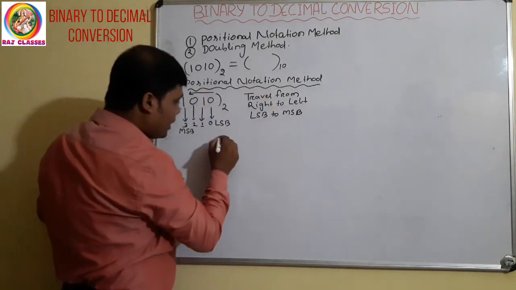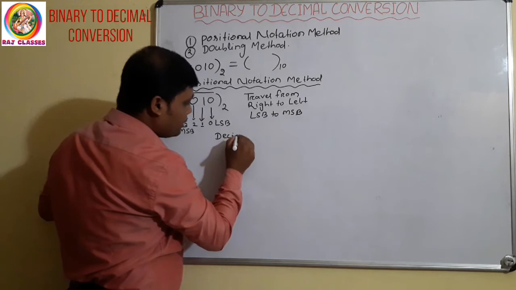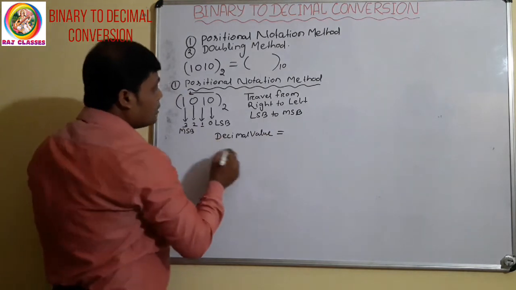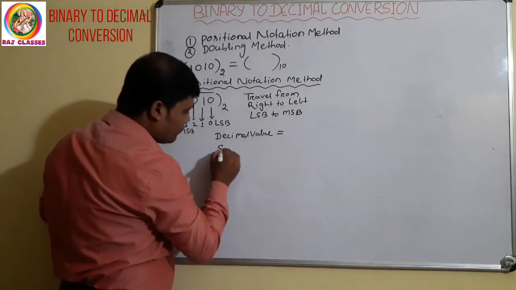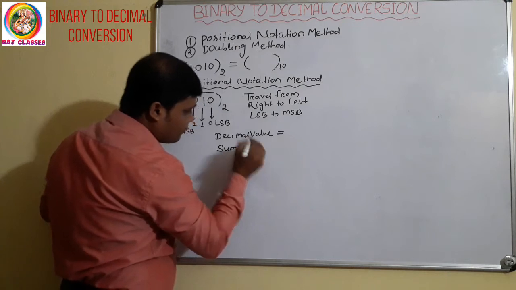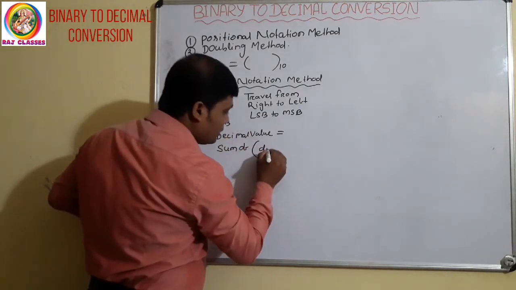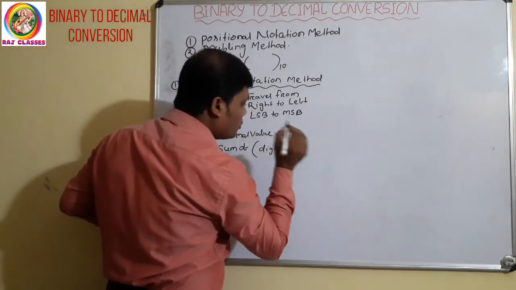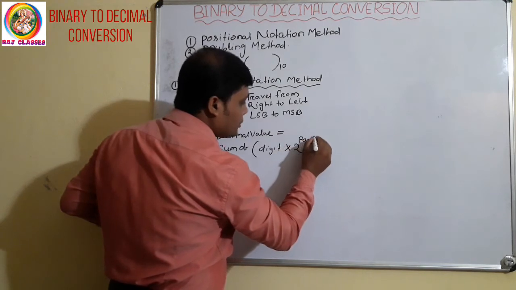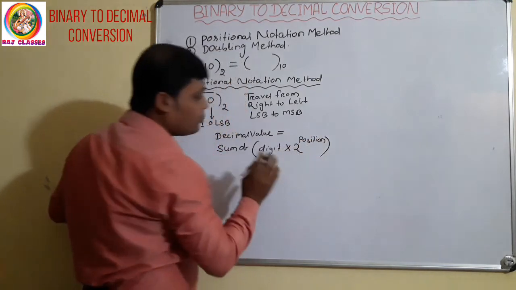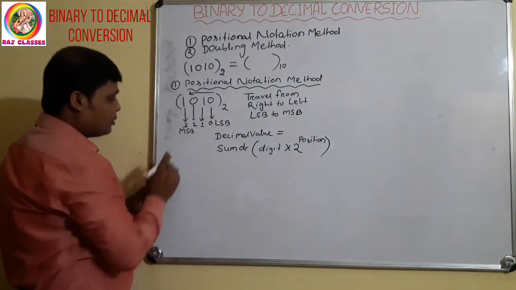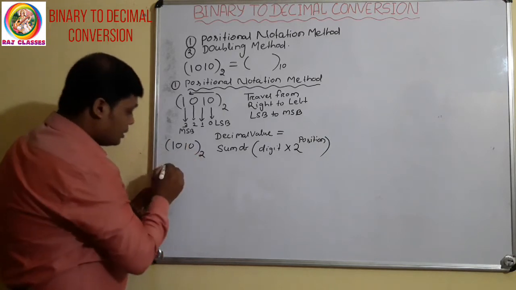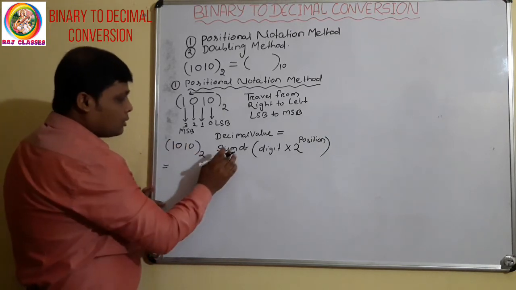Then what will be the decimal value? The decimal value will be the sum of digit into 2 to the power position. All of you clear? Now come to the example. This is 1010 base 2. Clear? This will be equal to what?